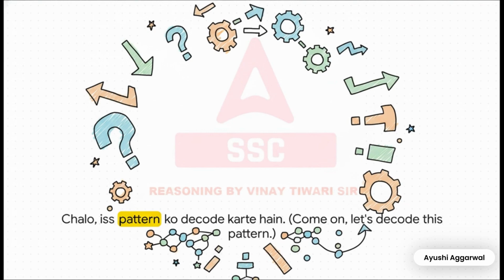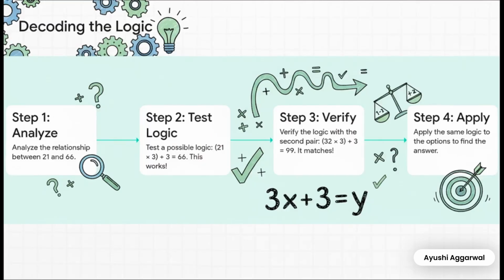All right, so here's our first challenge. Take a look at your screen. We're given two sets. 21 is related to 66 and 32 is related to 99. हमें options में से एक ऐसी ही जोड़ी ढूंढनी है. Now, here's what I want you to do. Hit pause, try to solve it yourself, and then we'll look at the solution together. Okay, let's decode this mystery.